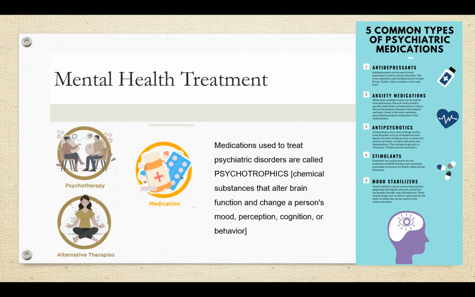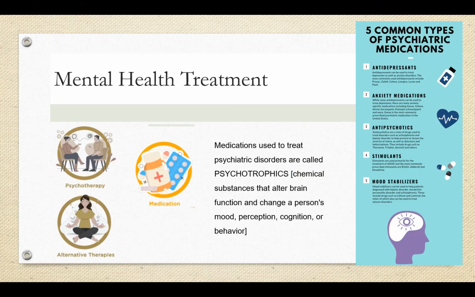Okay. And then we have pharmacology, specifically psychopharmacology, which is the core of this course. Medications used to treat psychiatric disorders are called psychotropics. These are chemicals that alter brain function and change a person's perception, mood, cognition, and/or behavior.